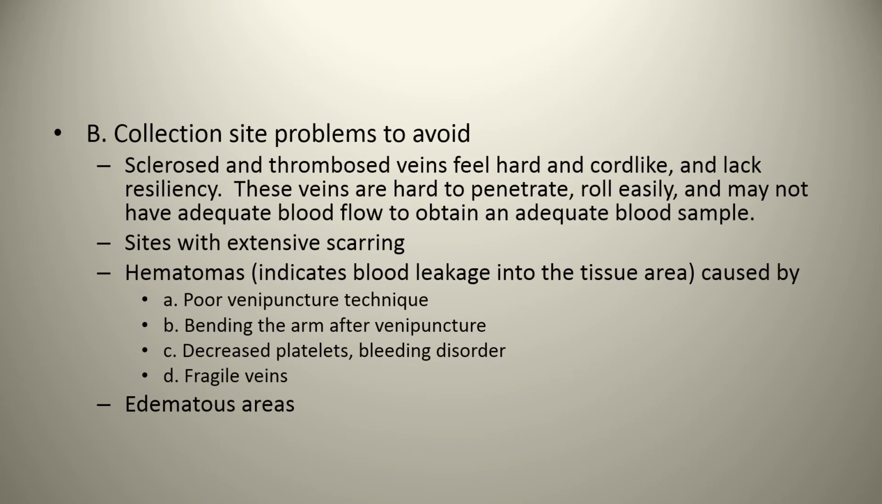So, B, collection site problems to avoid. Sclerosed and thrombosed veins feel hard and cord-like and lack resiliency. These veins are hard to penetrate, they roll easily, and may not have adequate blood flow to obtain an adequate blood sample. Sites with extensive scarring we've already spoken about. Hematomas, which basically indicate blood leakage into the tissue, are caused by poor venipuncture technique, bending of the arm after venipuncture, decreased platelets, a bleeding disorder or fragile veins, and edematous areas.